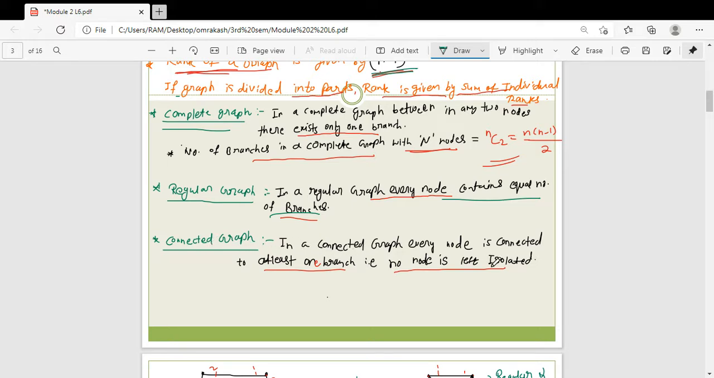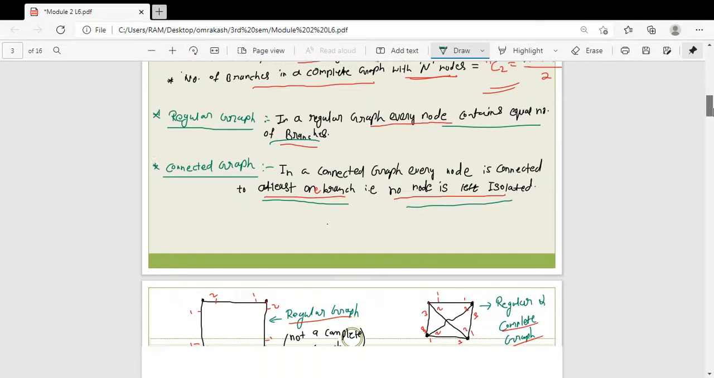In a connected graph, every node is connected to at least one branch. No node is left isolated for this connected graph.